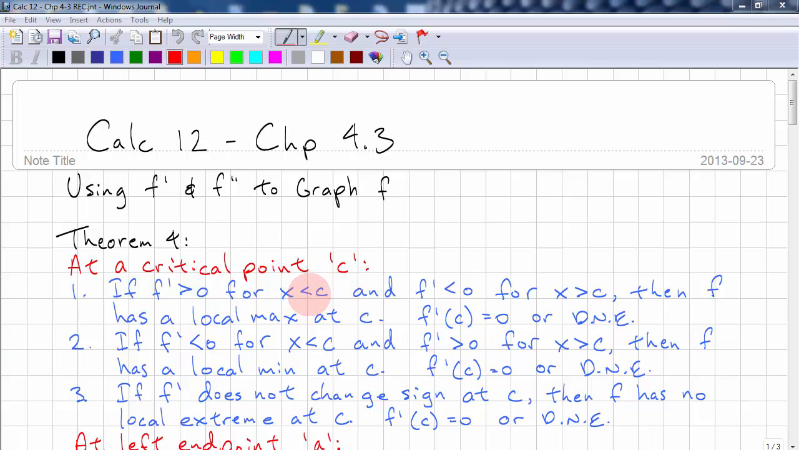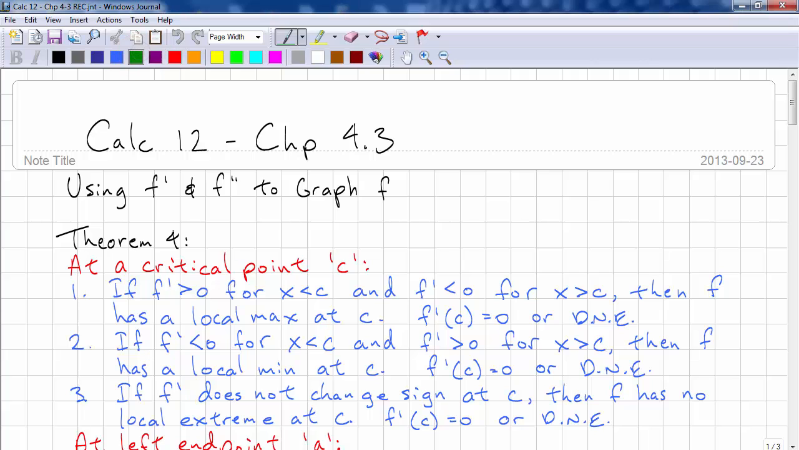is less than c, and the derivative is less than 0 for x greater than c, then f has a local max at c. And a critical point means the derivative at c is going to equal 0 or does not exist.